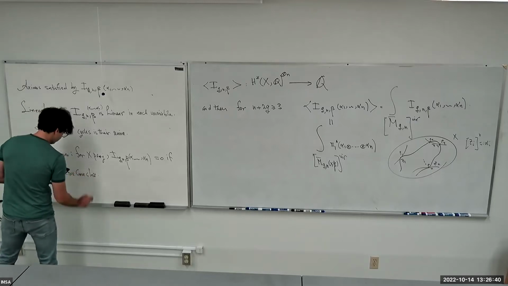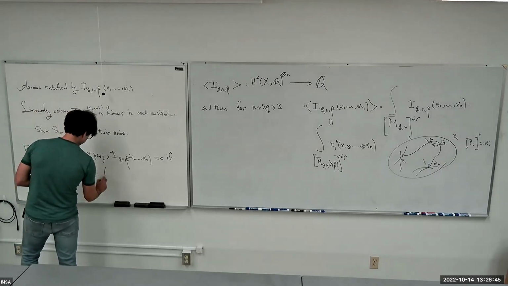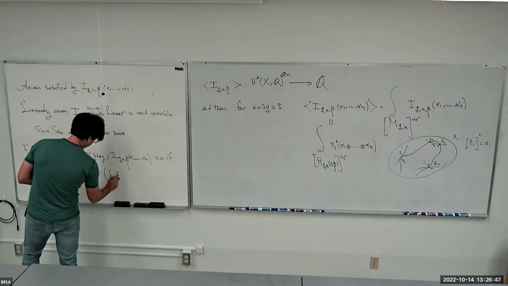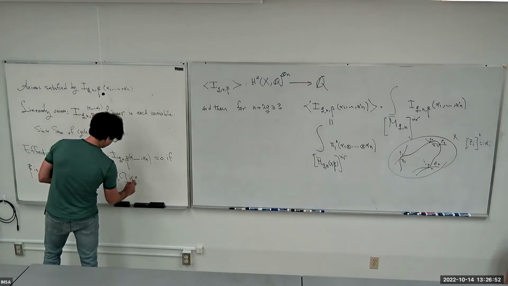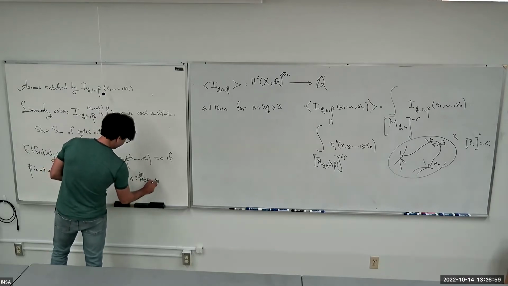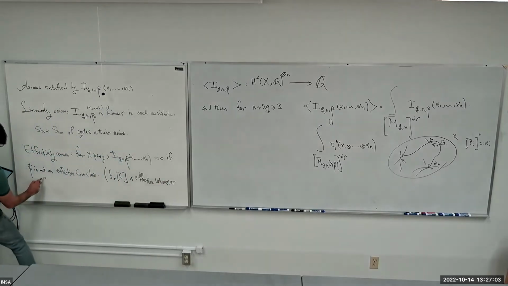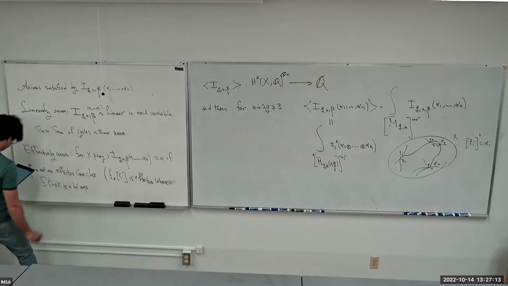Curve class. So what does this mean? f lower star of the class of C is effective whenever f from C to X is a holomorphic map.